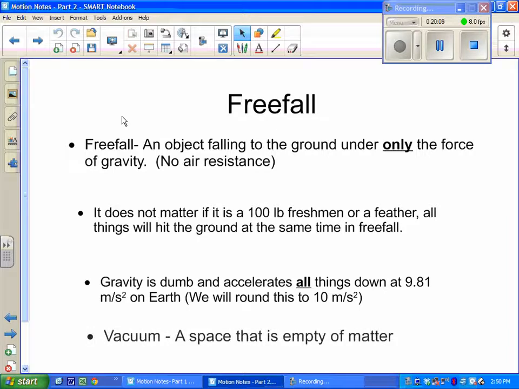The last thing you need to write down is a vacuum. A vacuum is space that is empty of matter. So it has nothing in it. No air, no gas, no water, completely empty. So when we talk about free fall and things falling to the ground, we're talking about them falling in a vacuum, so that there's nothing else affecting them falling, only gravity.